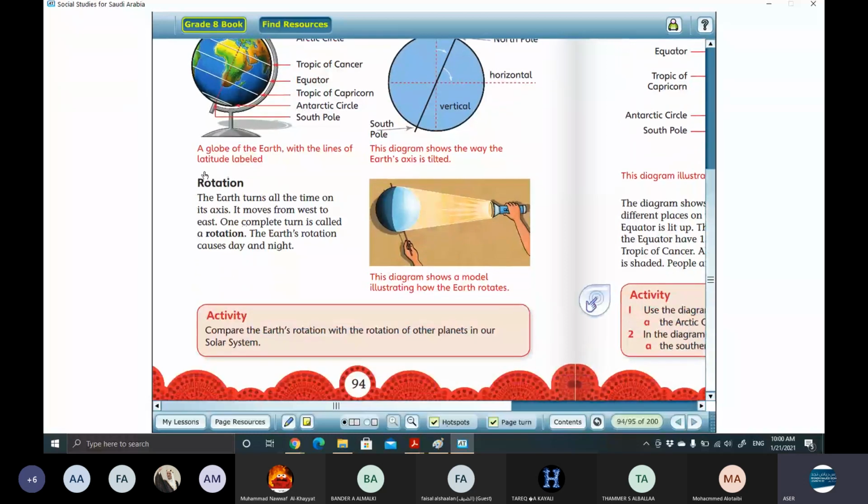Okay, what about the rotation? What is the meaning of rotation? I know. It's like the movement of the Earth. The movement of the Earth. Nice, I see. Can you read it, please?